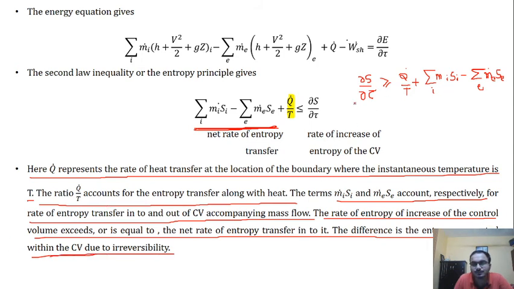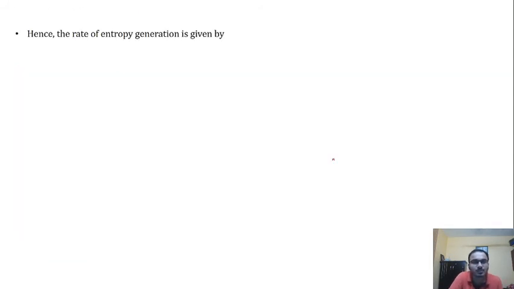So here this will be the total amount. Whenever we remove the inequality sign, there will be an addition of a term, that is entropy generation. Now here the rate of entropy generation is given by this formula.